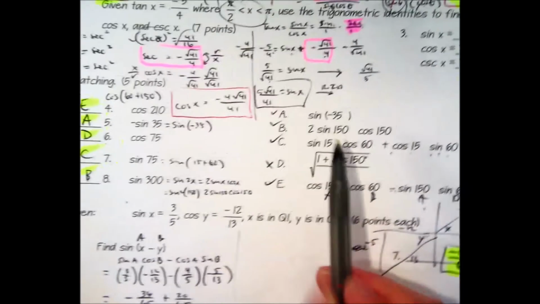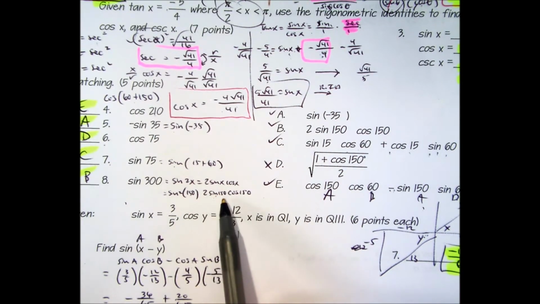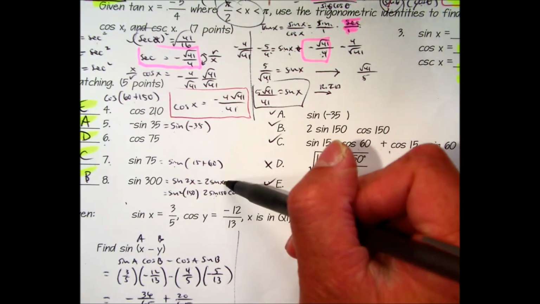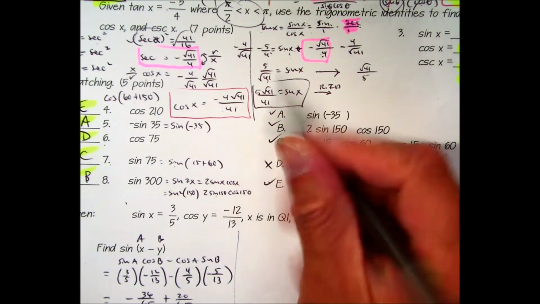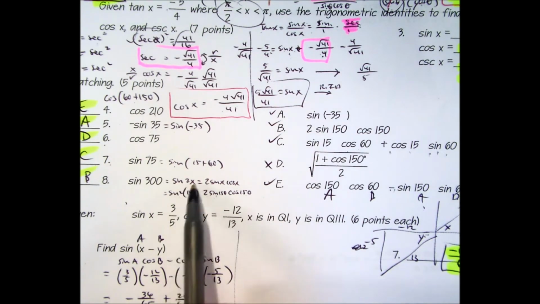Well, if I look at B, B says 2 sine 150 degrees times cosine of 150. Write the formula above it. We learned that yesterday. That means your x value is 150 degrees. This is the double angle identity for sine, so 2 times x, so 2 times 150 gives you the sine of 300.